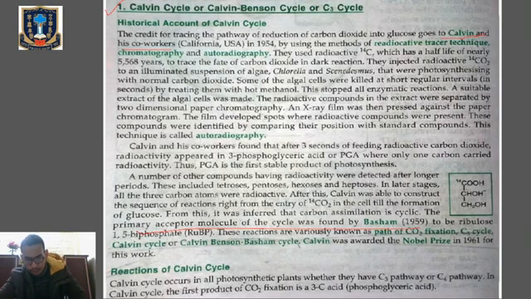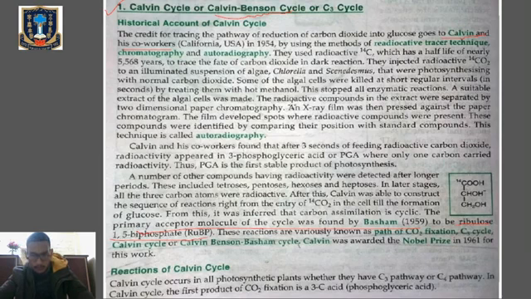That means the primary acceptor molecule that will fix the carbon dioxide in C3 cycle was found by Bassham, and that acceptor molecule was ribulose 1,5-bisphosphate, also called RuBP. So these reactions are also known as path of carbon dioxide fixation, C3 cycle, Calvin cycle, or Calvin-Benson-Bassham cycle. For this cycle, Calvin was awarded the Nobel Prize in the year 1961.